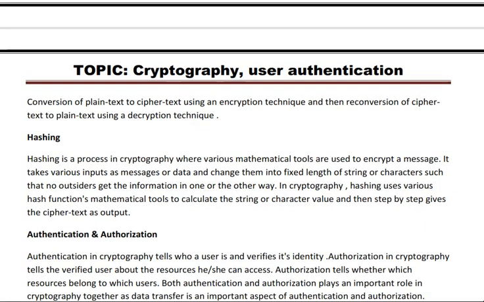Let's see what hashing is. Hashing is a process in cryptography where various mathematical tools are used to encrypt a message. It takes various inputs as messages or data and changes them into a fixed-length string of characters such that no outsiders get the information in one way or another. In cryptography, hashing uses various hash functions, mathematical tools, to calculate the string and character value, then step by step gives the cipher text as output.